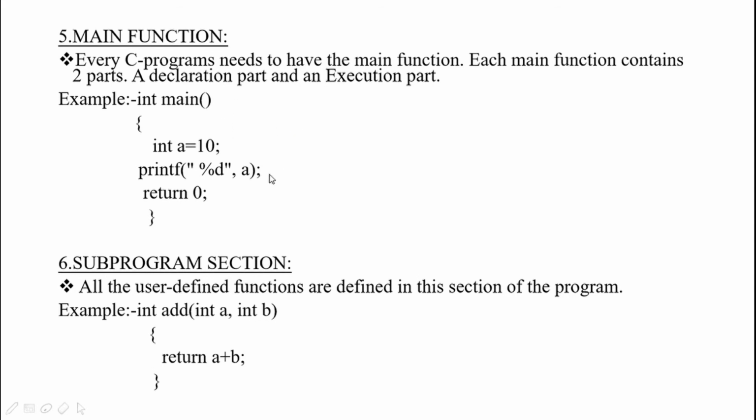First one is the main function. It is very important in every C program. There should compulsorily be a main function. Each main function contains two parts, the declaration part and the execution part. So this is the main function in main. Like this, if you want to print 10, you give it here, the declaration you will print here, and the output will be 10.